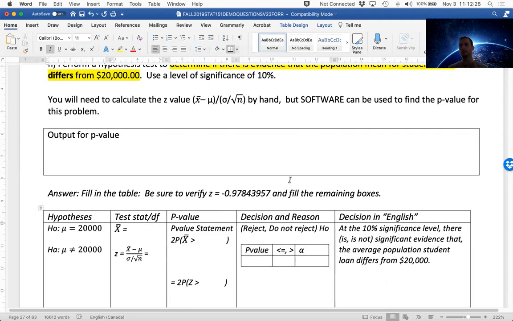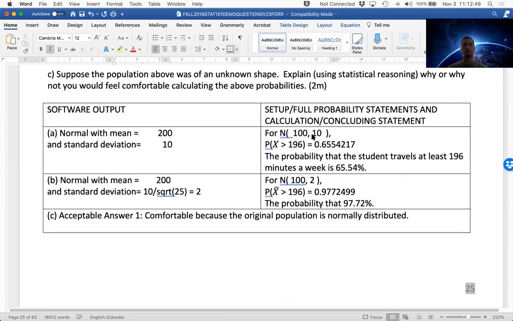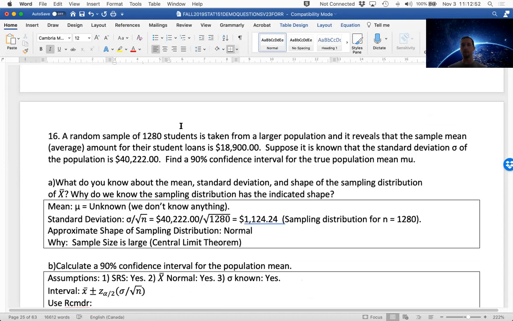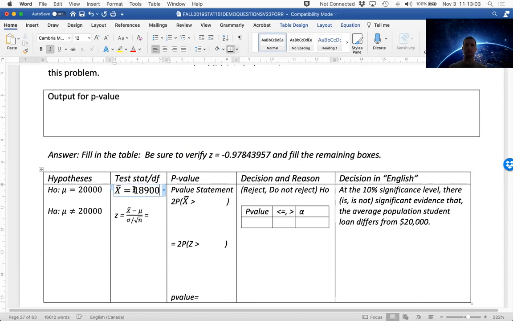So we're just setting up the test. This would be step one as I laid it out before. Now we're being asked to declare X bar. X bar is equal to the value given to us at the top of the problem. In 16, it tells us the average of the 1,280 students is 18,900. So our X bar for this problem is going to be 18,900.